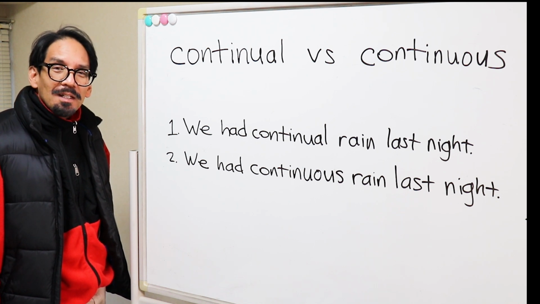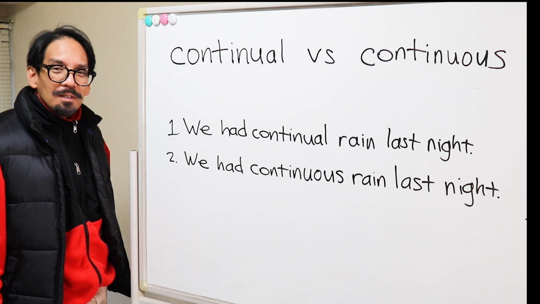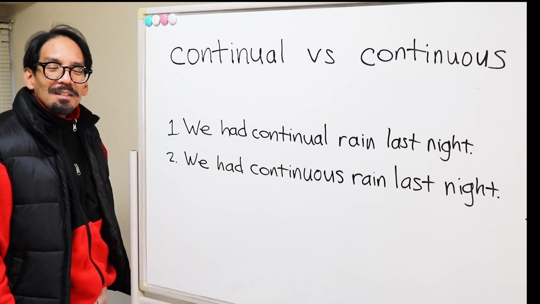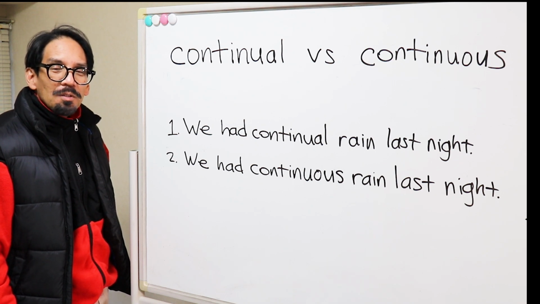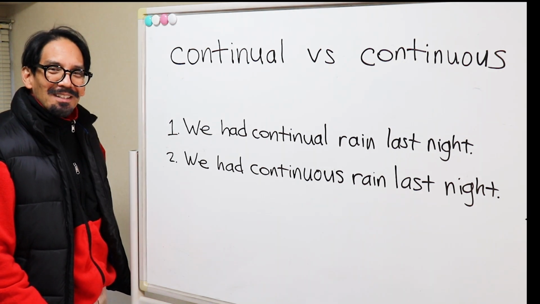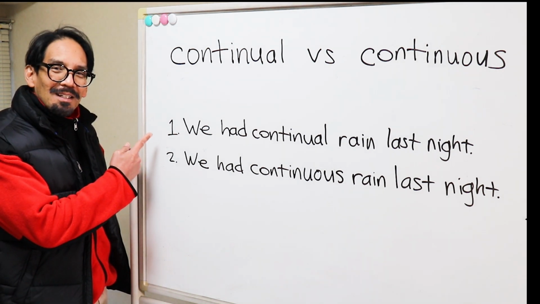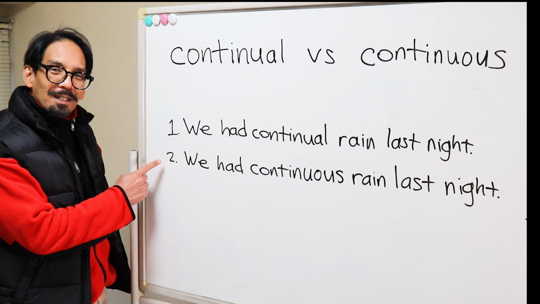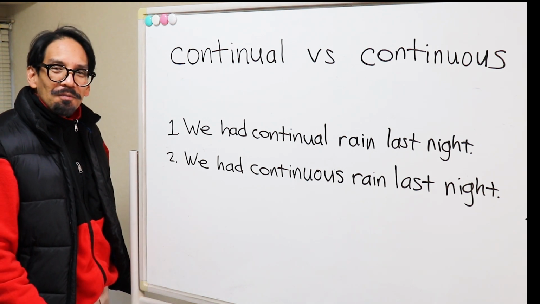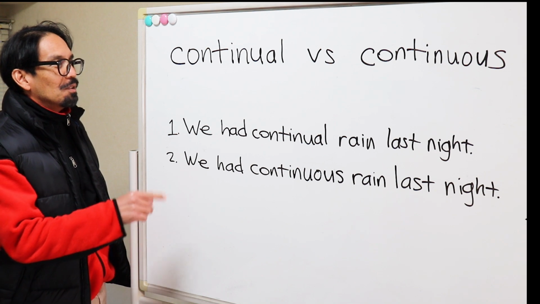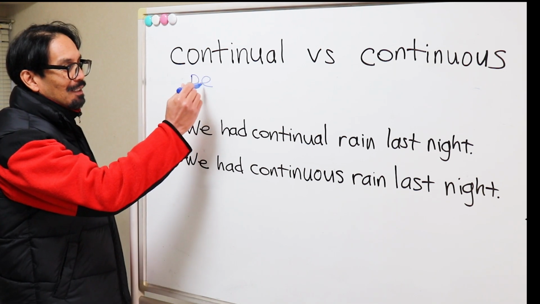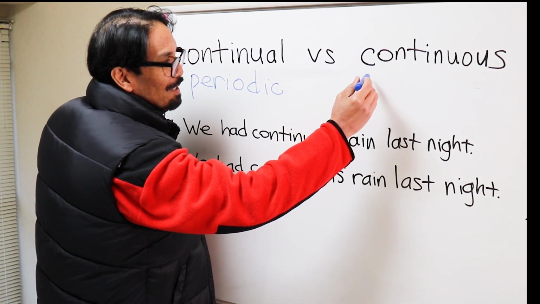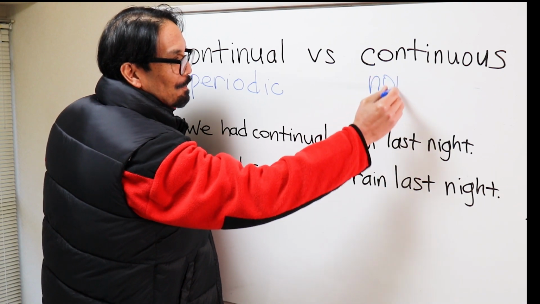My name is Richard, and today we're going to take a look at these two words, continual and continuous. Do you know the difference? Alright, so let's take a look at two example sentences. Number one, we had continual rain last night. Number two, we had continuous rain last night. Do you know the difference? Alright, so continual means periodic and continuous means non-stop.